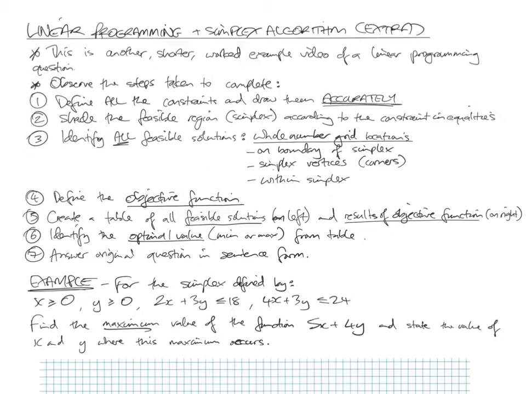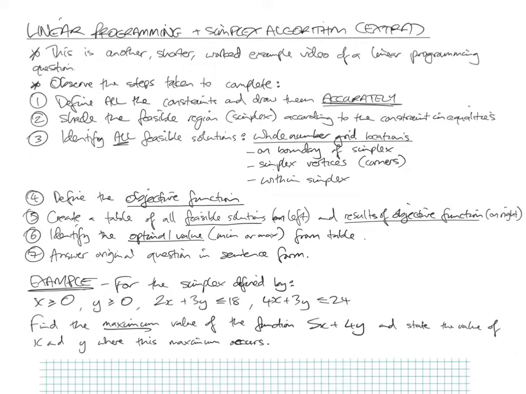I want you to spend some extra time instead of trying to just understand the whole process while I'm doing a really difficult question, to observe the steps I'm taking to complete the question. So the first is to define all the constraints and draw them accurately, especially if it's a word question. 2, shade the feasible region, the simplex, according to the constraint inequalities. So you'll know what direction to colour above or below the lines based on the inequalities.